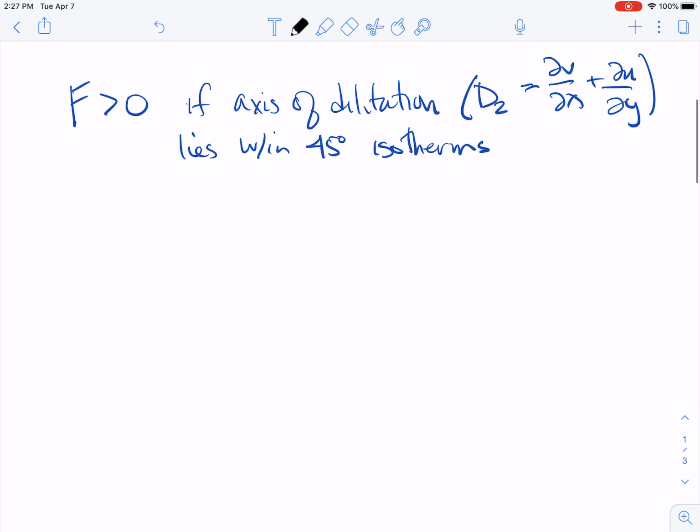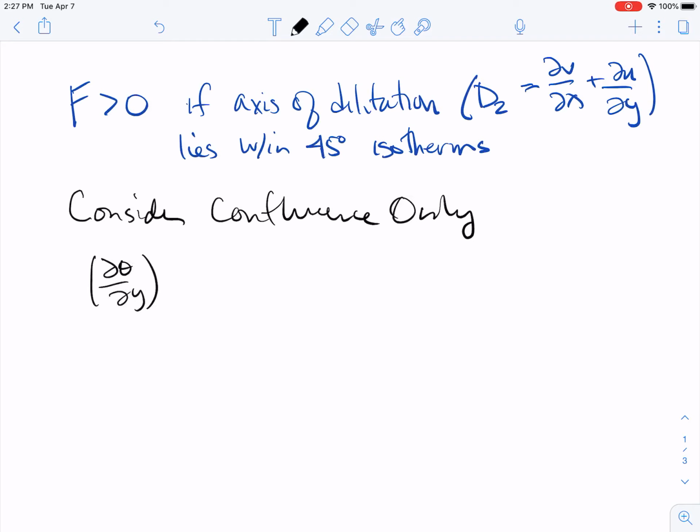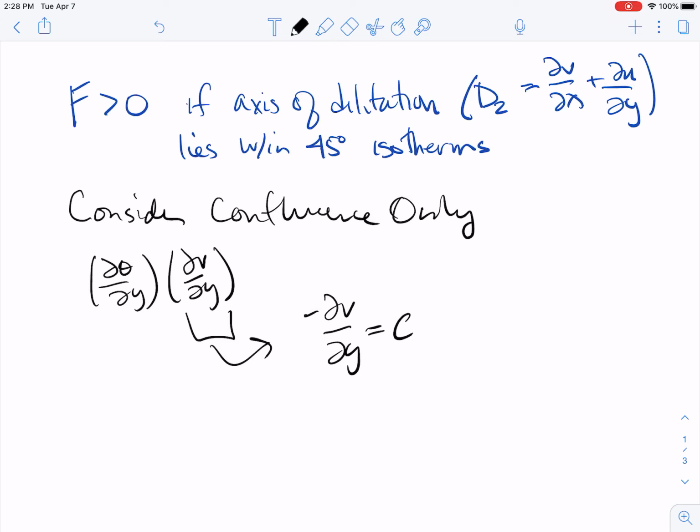And so let's consider just our confluence. So considering confluence only, we know that that term is our d theta dy dv dy term in one dimension. And so we can assume that our convergence term here is but a constant. So minus dv dy equals a constant, which that constant might be something on the order of 10 meters per second per 1,000 kilometers.